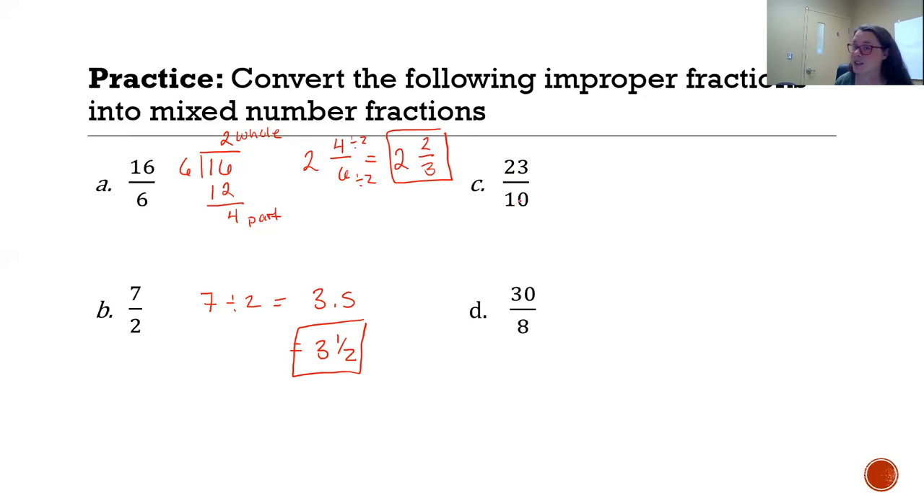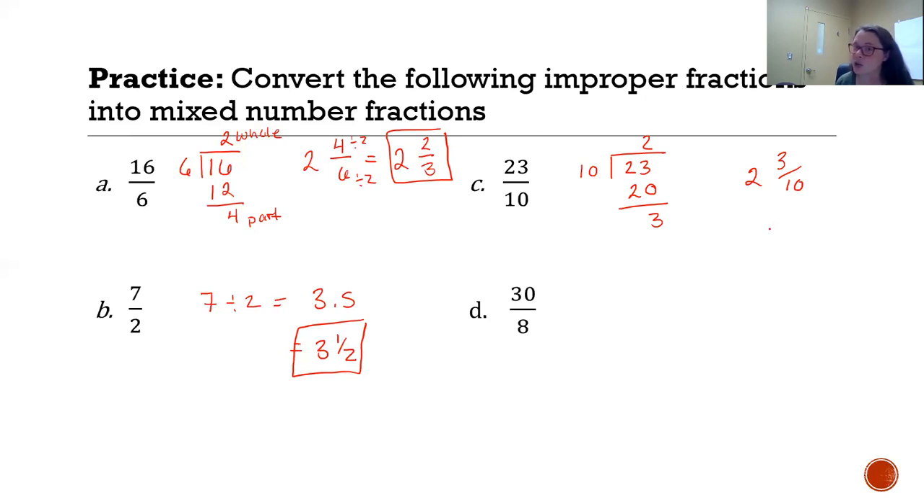23/10. How do we do that one? Well, let's set it up as division. 23 divided into sets of 10. So there are 2 sets of 10 in 20, gives me 20. And there's 3 left over. So 2 and 3/10.